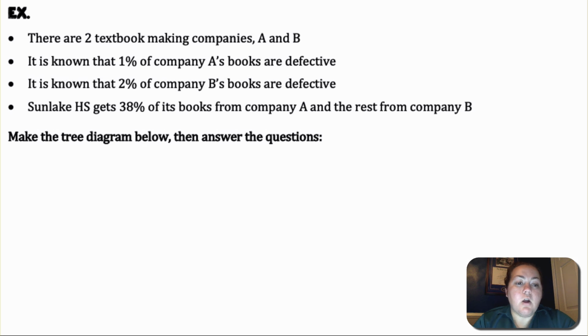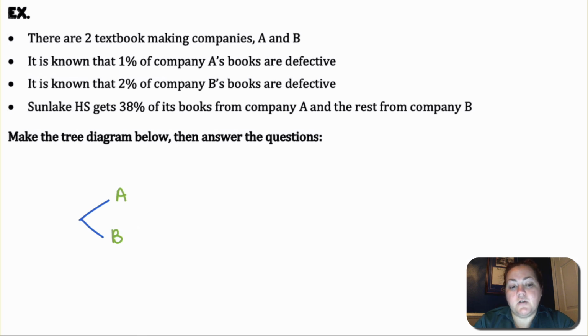All right, there are two textbook making companies, A and B. It is known that 1% of company A's books are defective. It is known that 2% of company B's books are defective. Sun Lake High School gets 38% of its books from company A and the rest from company B. Make a tree diagram below, then answer the questions.